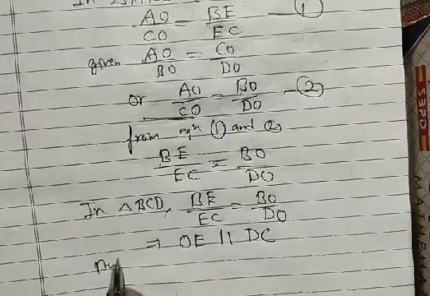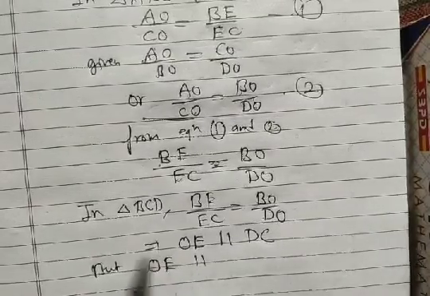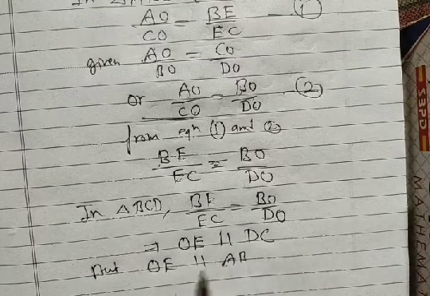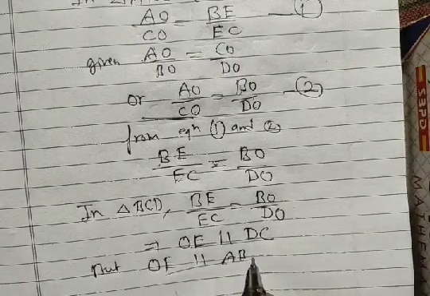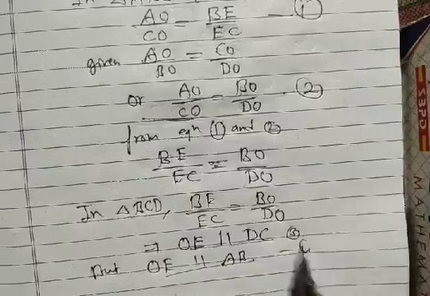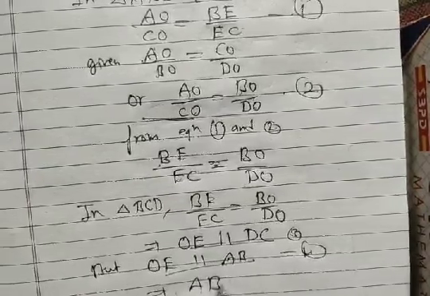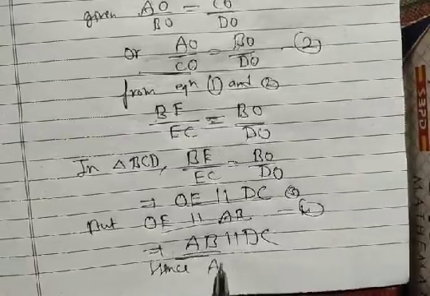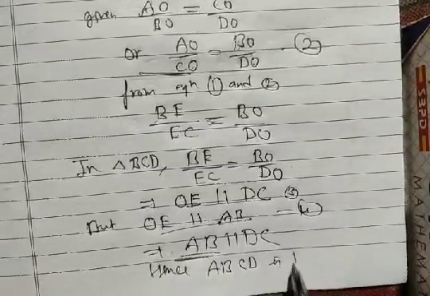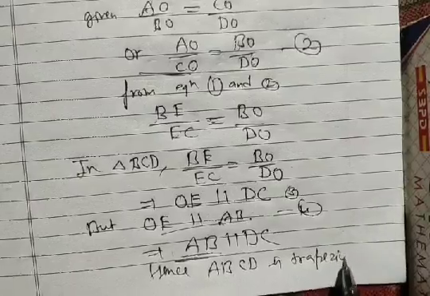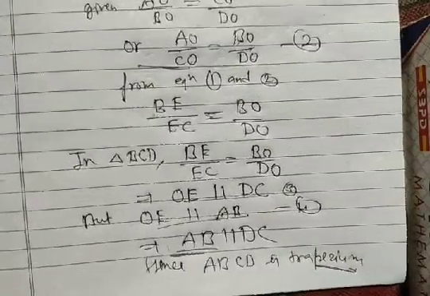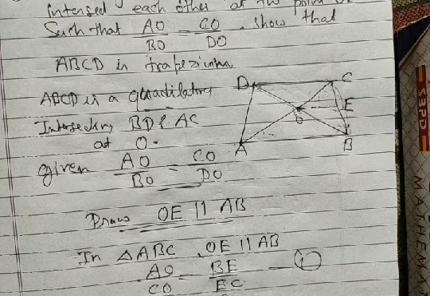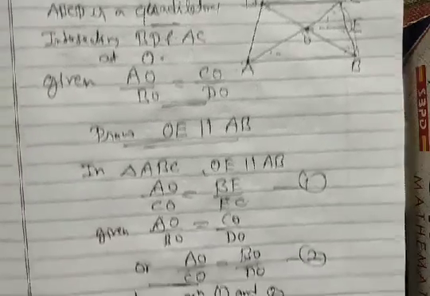But OE is parallel to AB, since by construction we drew OE parallel to AB, so OE is parallel to DC as well. From 3 and 4, we have AB parallel to DC, hence ABCD is a trapezium. Look at the basic difference between our last two problems. In the last problem we used the basic proportional theorem, and here we are using the converse part.